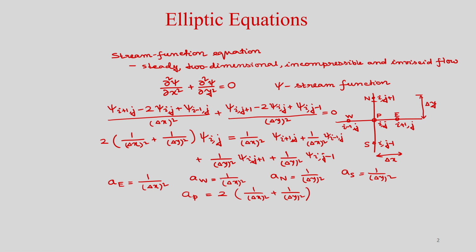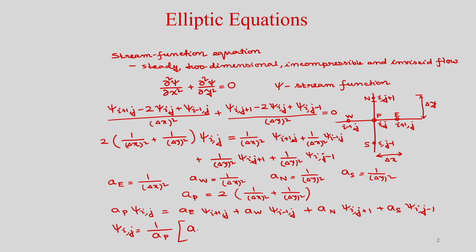So this way we are just denoting the coefficients. You can write AP psi I j is equal to AE psi I plus 1 j plus AW psi I minus 1 j plus A north psi I j plus 1 and A south psi I j minus 1. So we are solving for psi I j, so you just divide AP on the right hand side. So you will get psi I j is equal to 1 by AP times AE psi I plus 1 j plus AW psi I minus 1 j plus AN psi I j plus 1 plus AS psi I j minus 1.